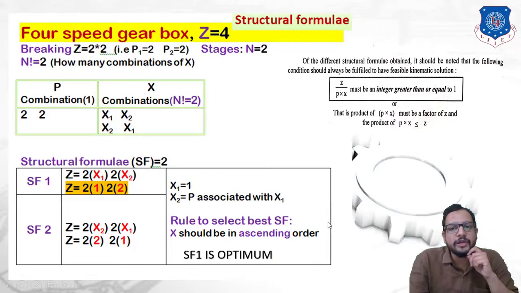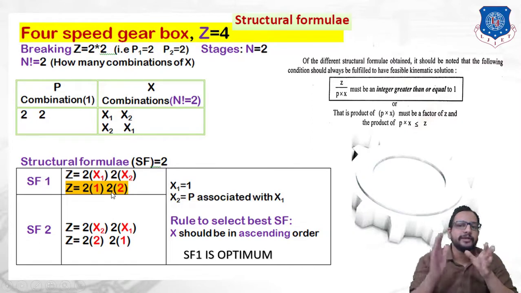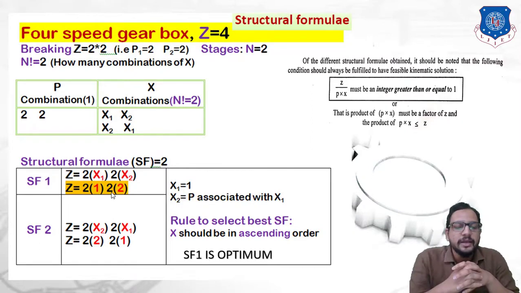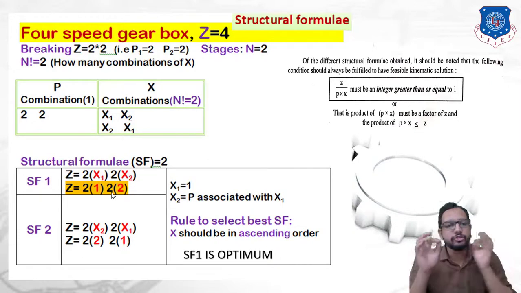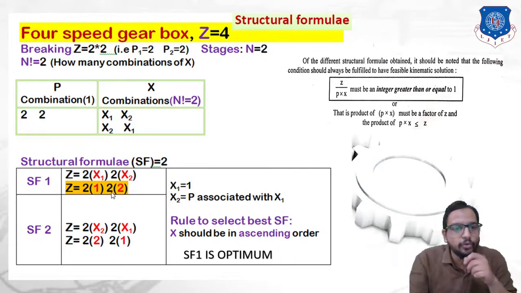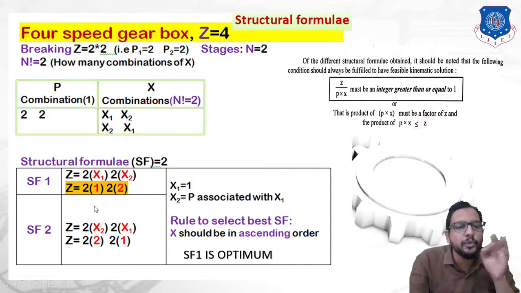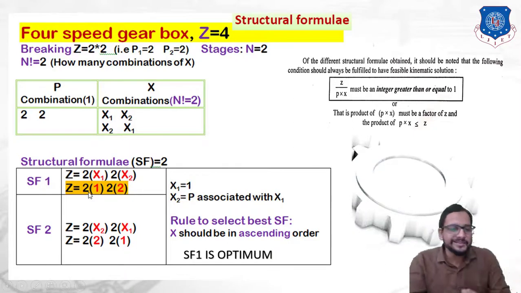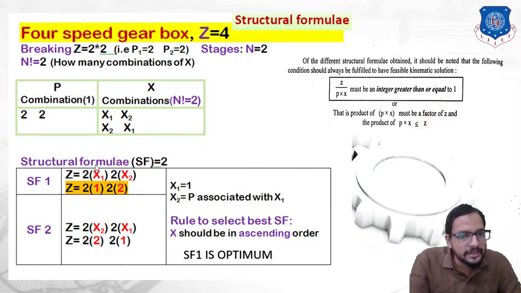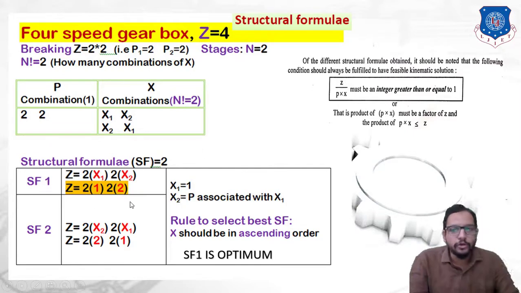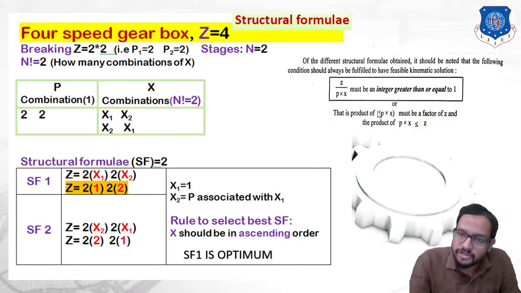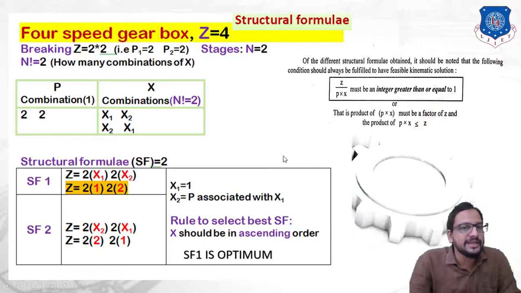Also we need to remember that the product p into x must be a factor of z, and it should be less than or equal to z. It should not be greater than z. This value p into x should always be less than or equal to z. You can clearly see in our first case, 2 into 1 is less than 4, and 2 into 2 is equal to 4. So it is following this condition. Remember that while designing a structural formula, this condition has to be satisfied.